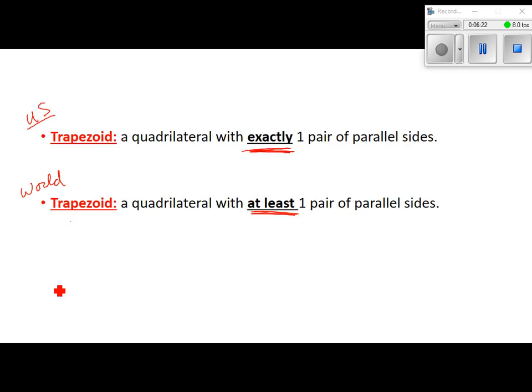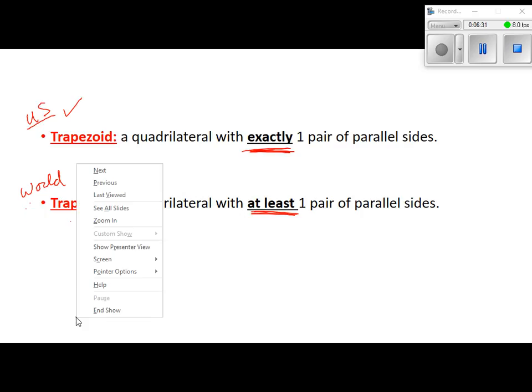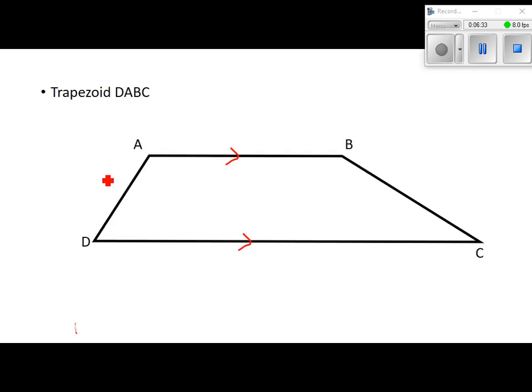Our book that we have, even though it's a new book, it still uses this definition. A lot of the new books are changing to this second definition. All right, remember, nothing has a symbol except the parallelogram that we did at the very start of this chapter. So we have to write out the word trapezoid, trapezoid DABC, and remember, you have to go around it clockwise or counterclockwise.